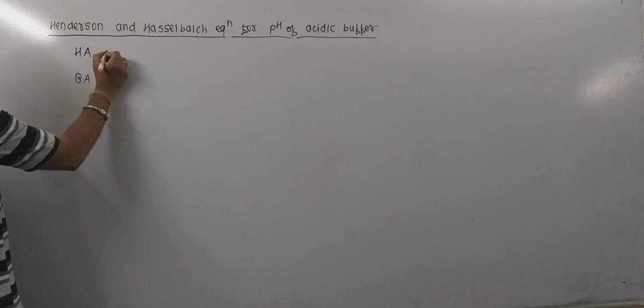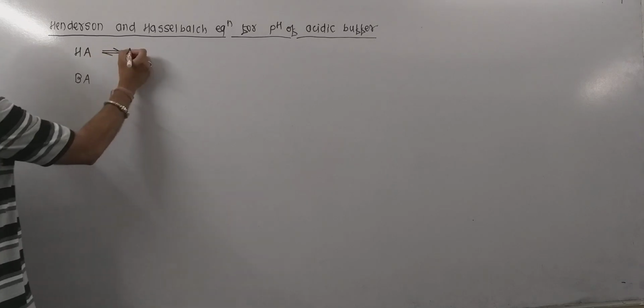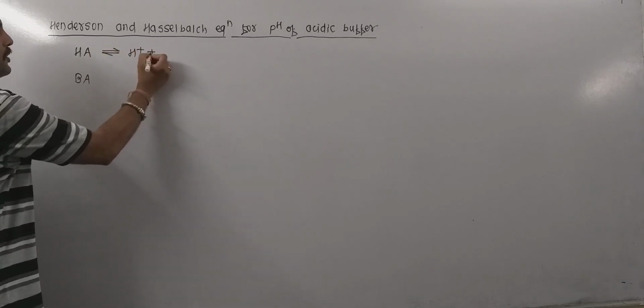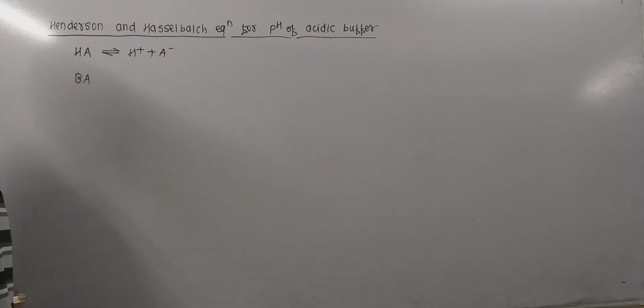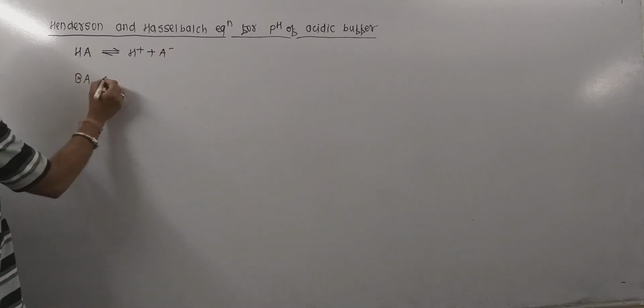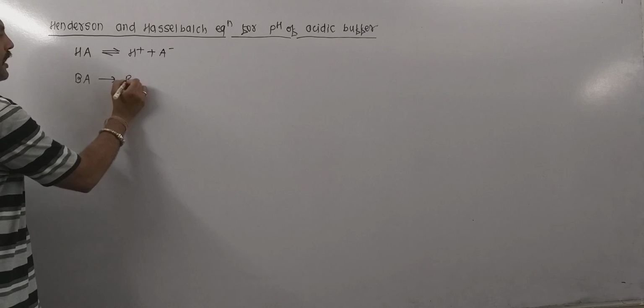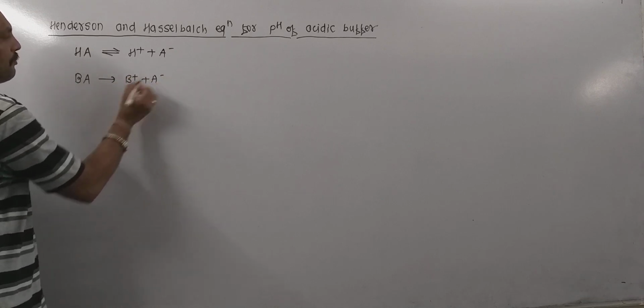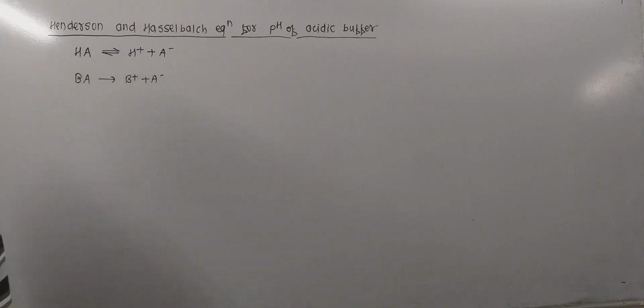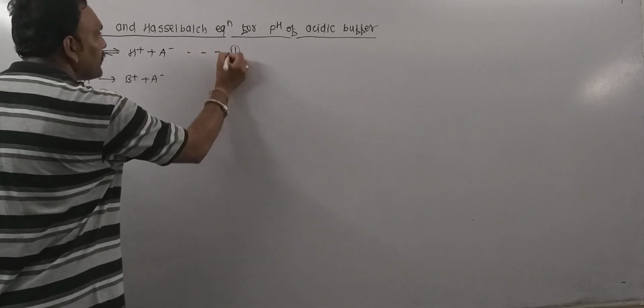Now HA being weak acid, it is dissociated in feeble manner producing H plus and A minus. But BA being strong electrolyte, it is dissociated completely producing B plus and A minus. Now this is supposed to be 1.